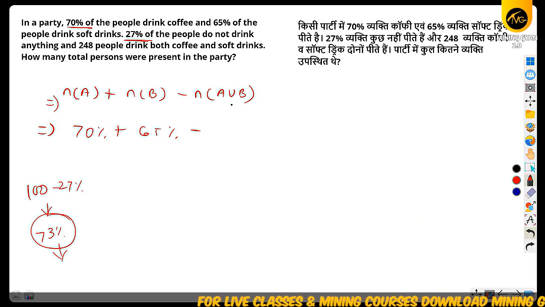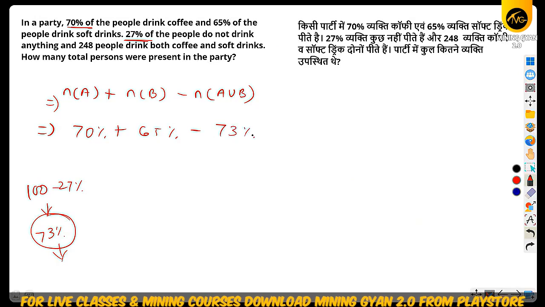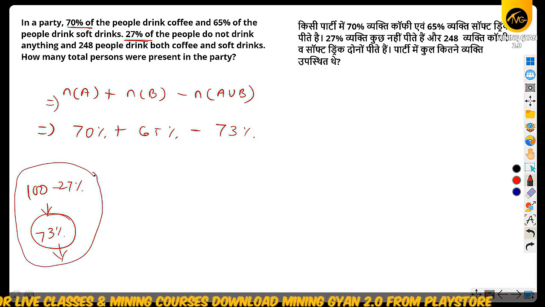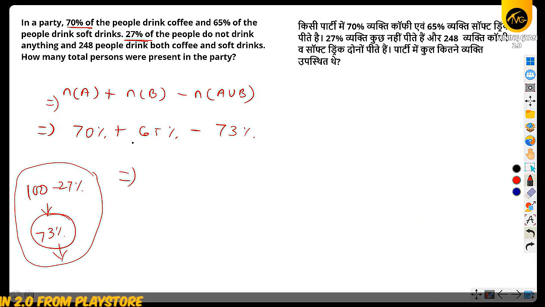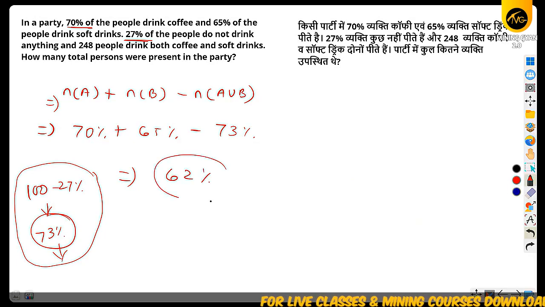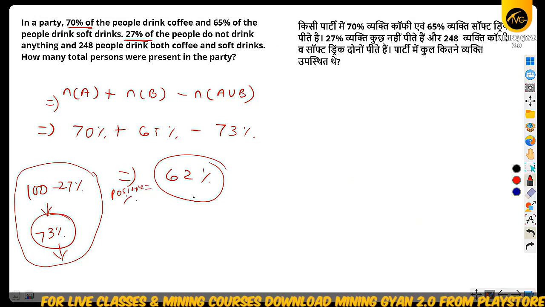So that's why you can use the N A union B, that means 73%, right? You cannot use one positive percent and one negative percent. So that's why you just find the positive percentage, that will be 73%, and you can use the N A union B. Now just add these percentages, which will be 70 and 65, that means 135, minus 73, that means 62%. So this is the positive percent, which is 62.